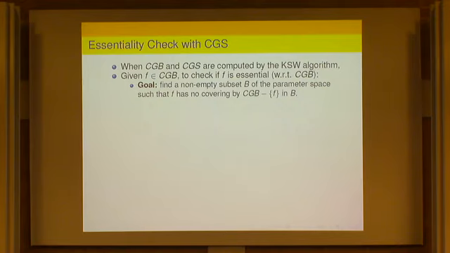So basically what we want to do is compute a non-empty subset B of the parameter space such that a particular polynomial has no covering. Then it is essential, otherwise not essential.